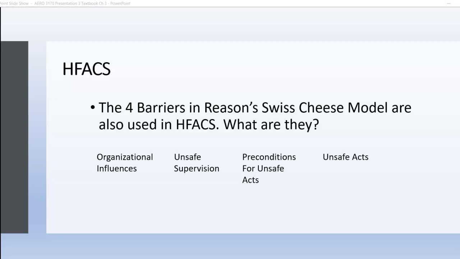This is the end of Chapter 3, Humans as the Challenge. The next presentation will be on Humans as a Solution from Chapter 4.